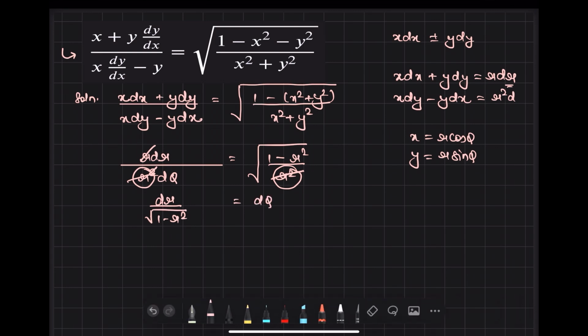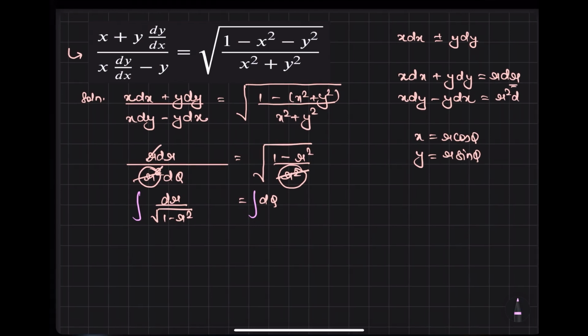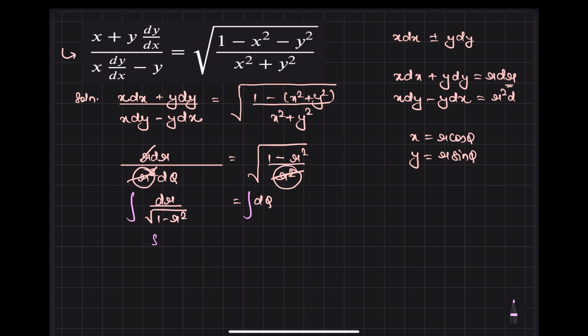Okay, now what we have to do, we have to simplify this differential equation by taking integration on both sides. Now if you recognize dx by root of 1 minus x square, its integration is sine inverse x. So can I write here sine inverse r, in place of x we have r, and the integration of d theta is what? Theta plus c.